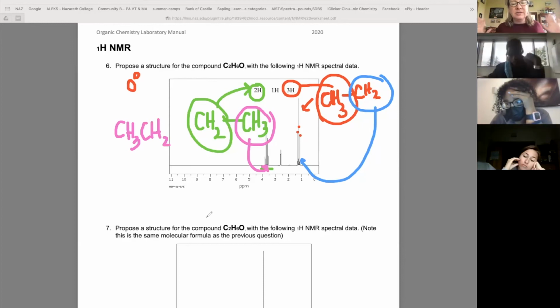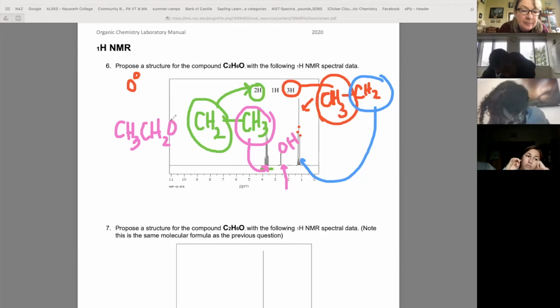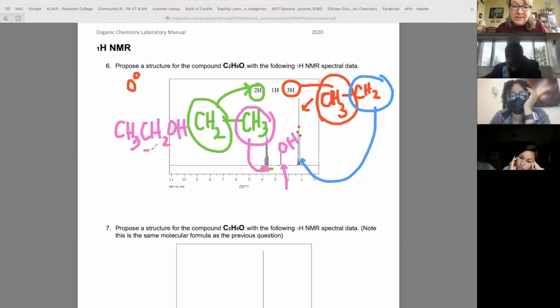But I'm not done. What's missing? The OH. You have an OH. Well, that's that peak right there. The H signal from an OH is always going to be a little stubby thing that's anywhere from 1 to 5, I think. So that's my OH peak right there. You'd label this OH to get full credit. And that totally makes sense because our CH2 is shifted further downfield because it's closer to the oxygen compared to our CH3. And the OH is always variable, where it shows up.